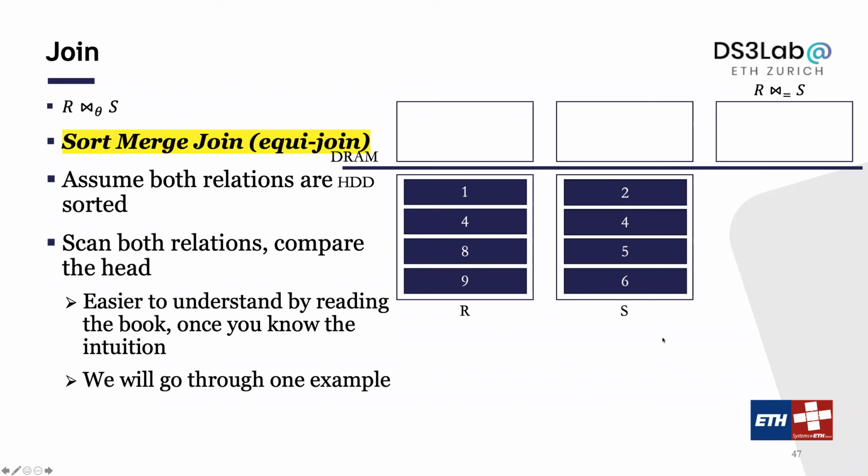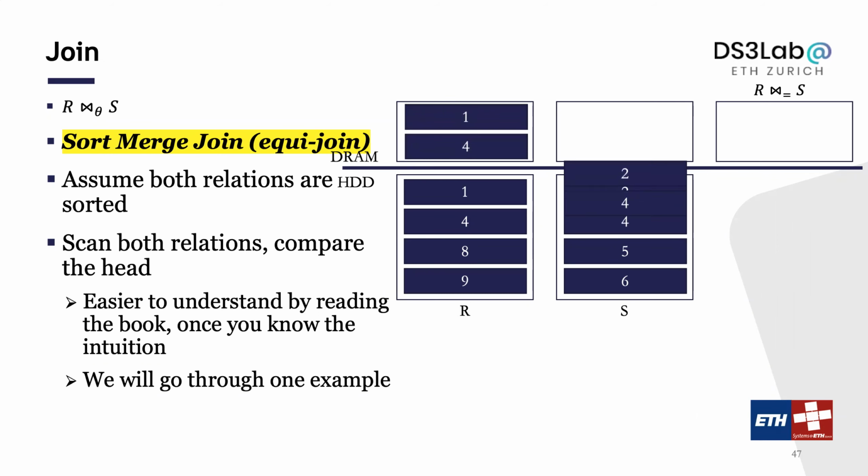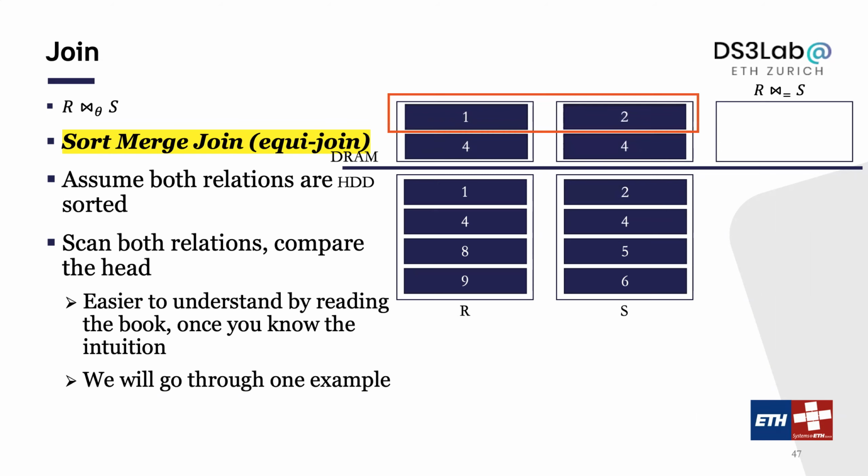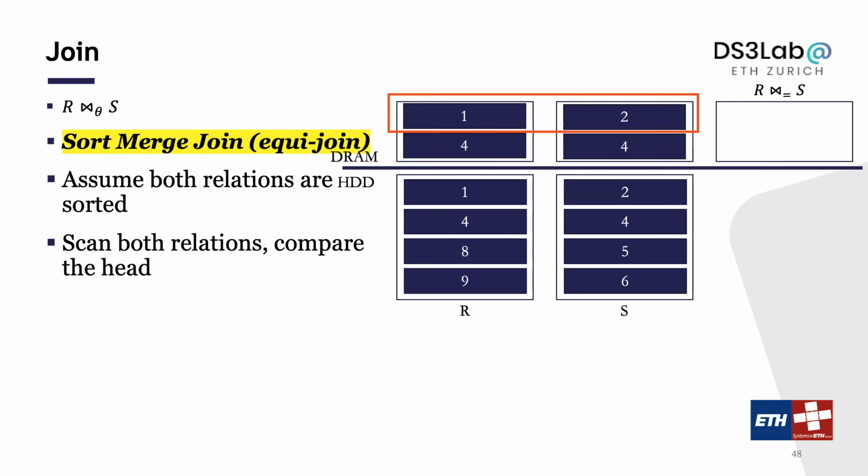Then what you are going to do is scan both relations. You are going to bring one page from R and one page from S into the buffer, and you are going to essentially join them. You are comparing the head of the buffer. Just as one example, here I'm going to bring in 1 and 4 from R, and 2 and 4 from S, and then I'm going to compare the head. Clearly, if you join 1 and 2, you will get nothing, right? Then I just get rid of the smaller tuple, and I move the rest of the tuples in the buffer up. And then I do it again. I try to compare the head.